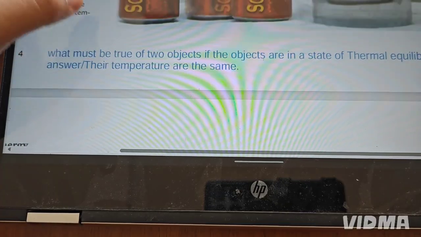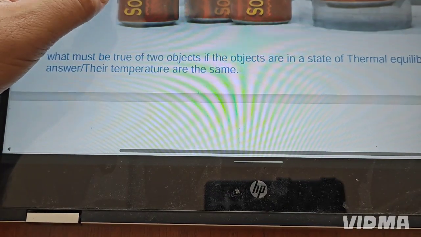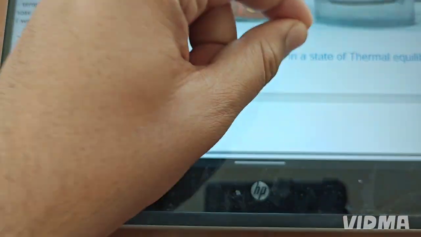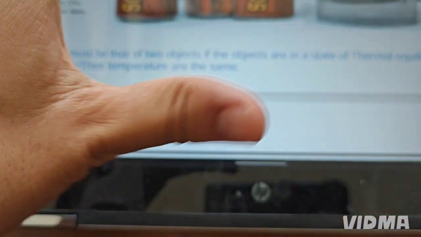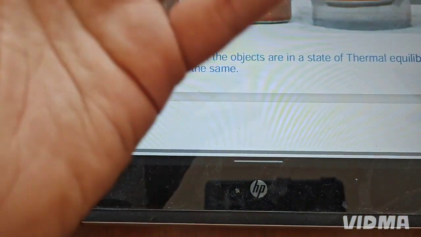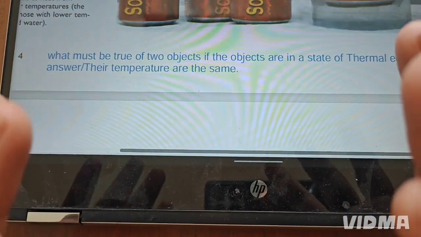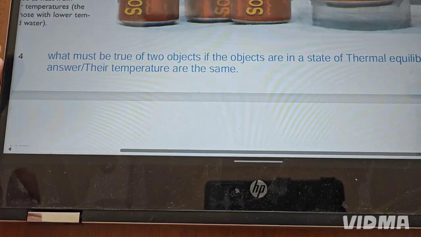We have this question: what must be true of two objects if they are in thermal equilibrium? Every time we have thermal equilibrium, it means there is no energy transfer between the objects. Why is there no energy transfer among them? Because both objects have the same temperature. So if there is the same temperature, there is no energy transfer.